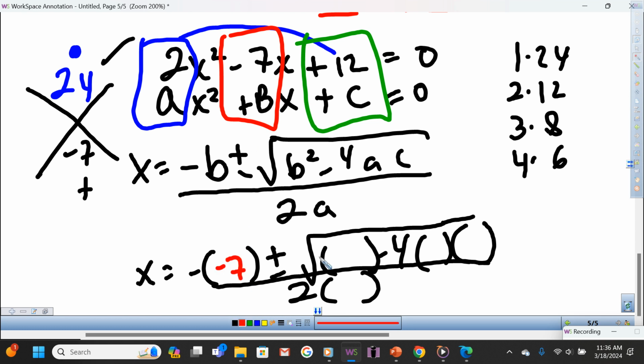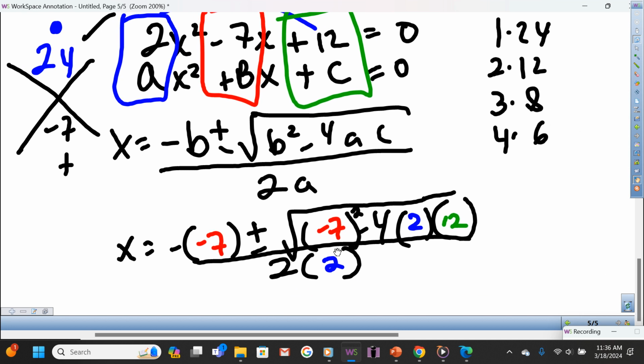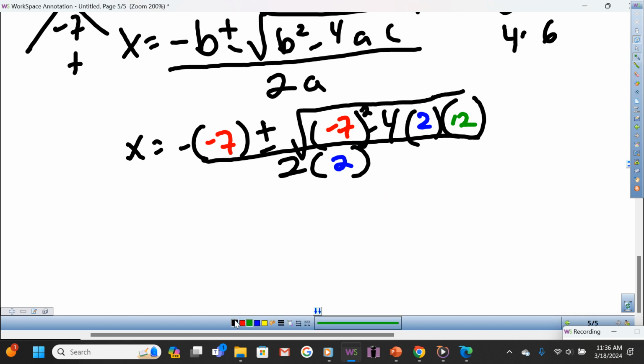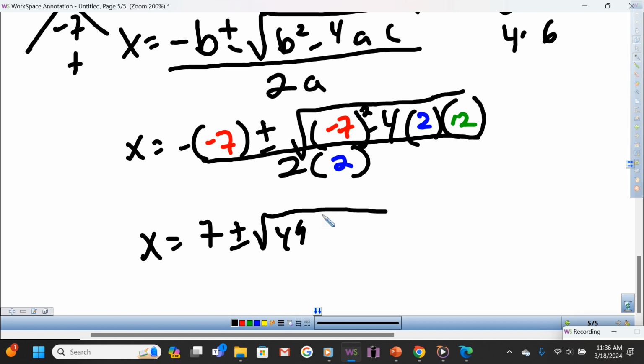So b we said was negative 7. Oh, I forgot the squared right here. Squared. And then a was 2 and 2. And c is 12. All right. We're almost done. Here we go. X equals negative times a negative is a positive 7. 7 squared is 49. 12 times, my bad. Negative 4 times 2, that's negative 8 times 12, that's negative 96 over 4.